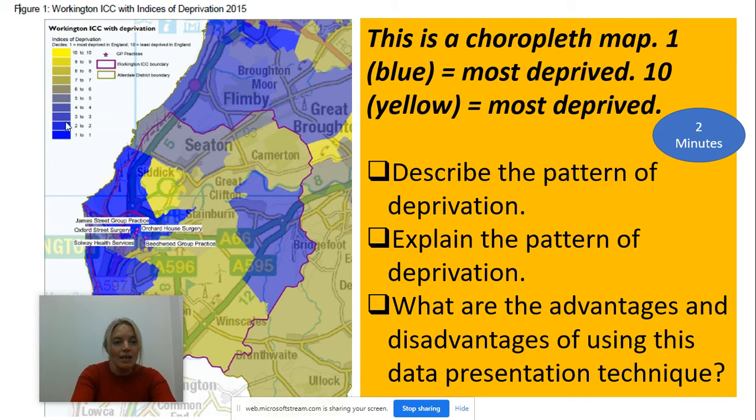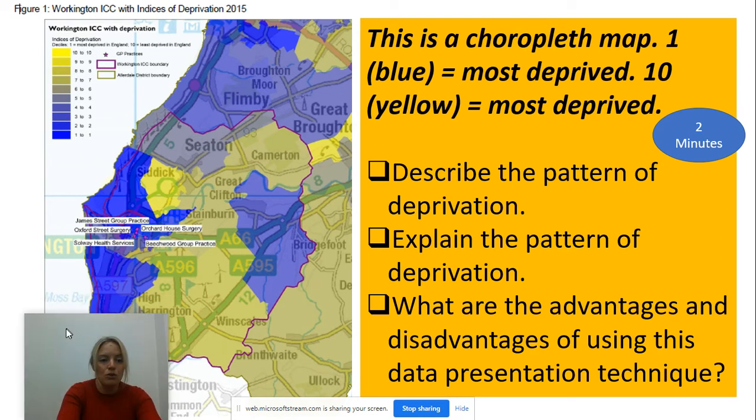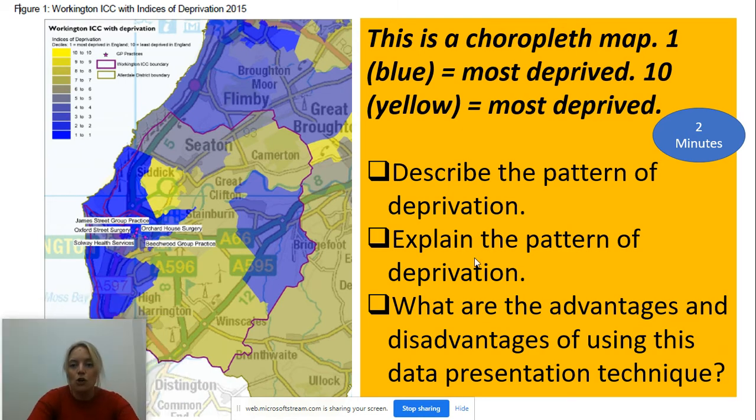Now, this is another key skill that we will be using, so choropleth maps. I want you to just take a couple of minutes to discuss this with the person next to you. Looking at this map in Workington, what is the pattern of deprivation? Can you explain it? Where is highly deprived? Where has the least deprivation? And then I want you to think about the actual skills involved here. What's good about using this map? What's bad about using this map?